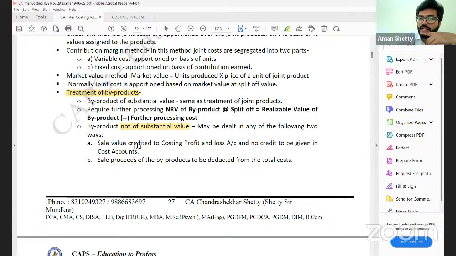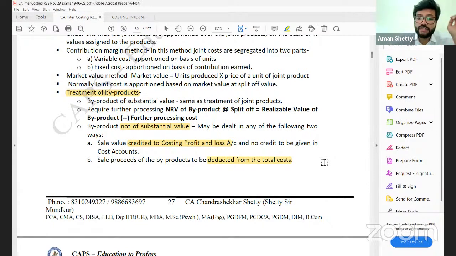You'll either credit it to costing P&L account, and no credit is given to cost accounts, or sale proceeds of the byproduct to be deducted from the total cost. This is what we normally follow, where sale proceeds of the byproduct are deducted from the total cost.